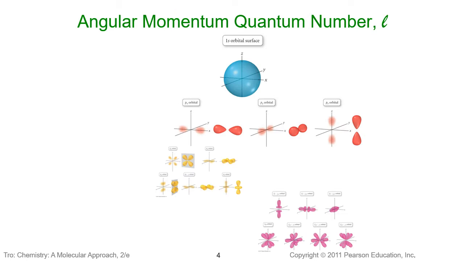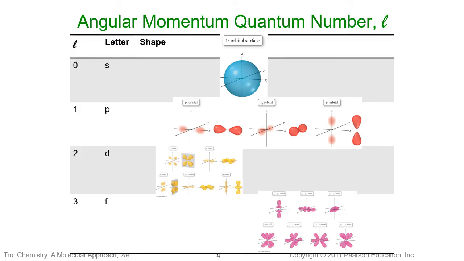The angular momentum quantum number has values from 0 to n minus 1, so 1 less than our principal quantum number. The principal quantum number is related to the row on the periodic table. So if it's in row 1, it has an n value of 1. If it is in row 2, it has an n value of 2, and so on.